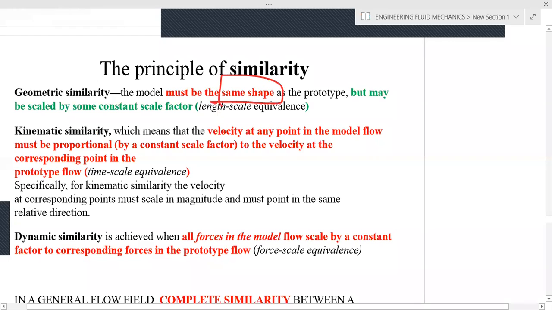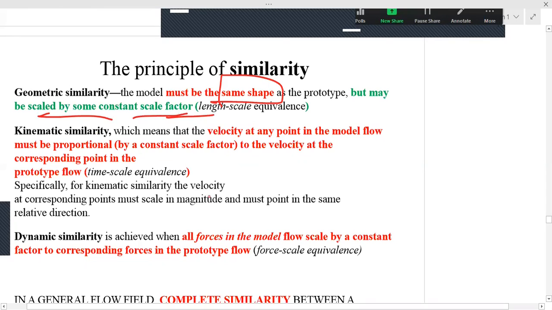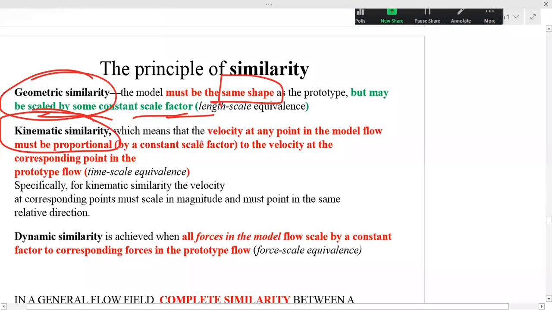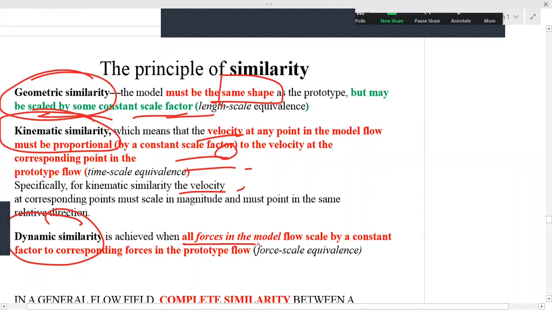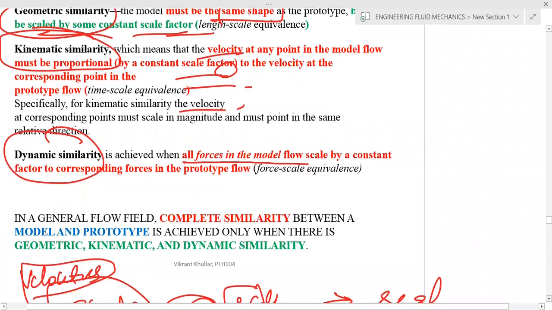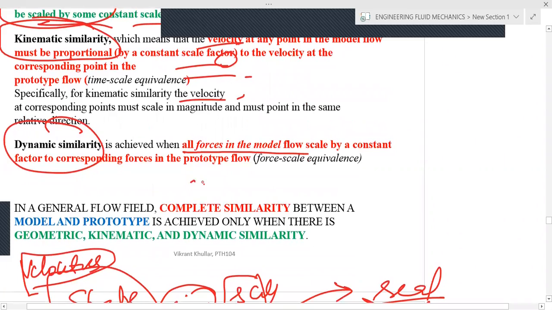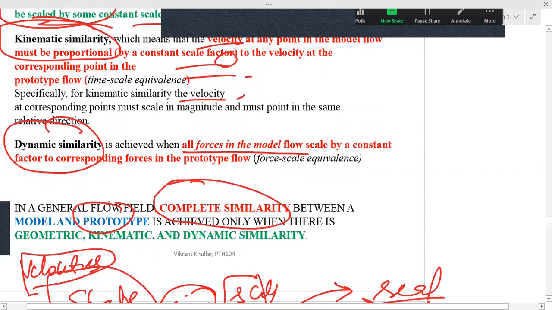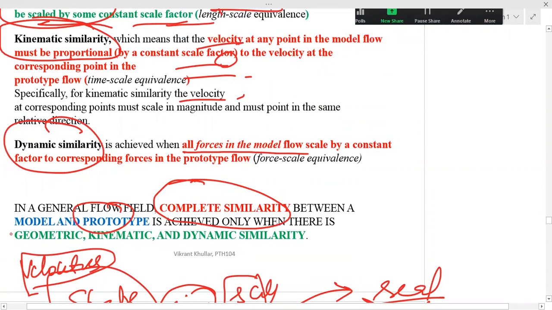Of same shape, may be scaled by some constant scalar factor. Then kinematic similarity, that is velocity or something like that. Those should be equal. Then dynamic similarity, all forces in the model should be scaled by a constant of that in the prototype. So complete similarity between model and prototype is achieved only when there is geometric.